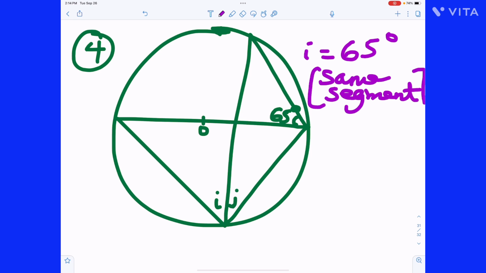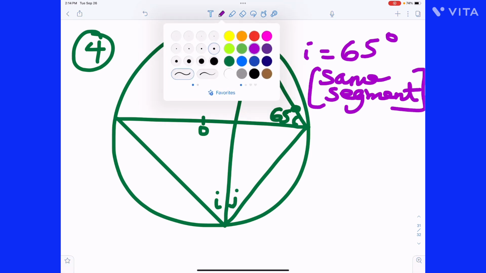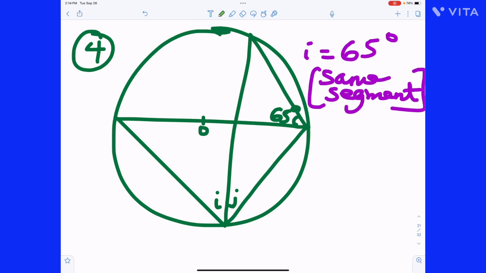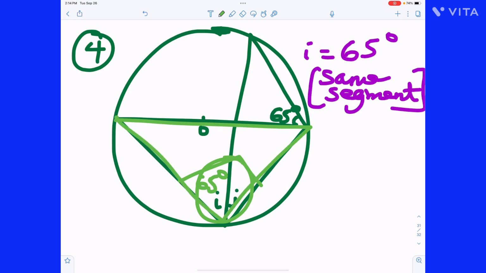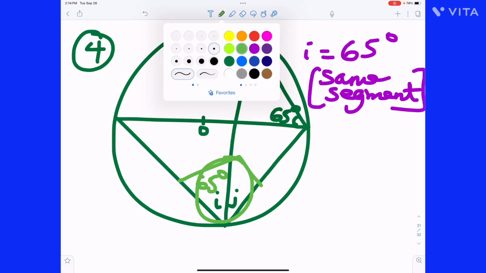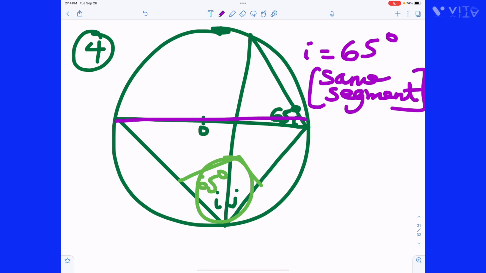Same segment. Now, after getting I at 65 degrees, you need to check this one. If you know this place at 65 degrees, I plus J should be equal to 90, because this is an angle on a semicircle. Can you see? Since this is a diameter, it means this must be what? 90 degrees. This whole angle here must be 90 degrees.